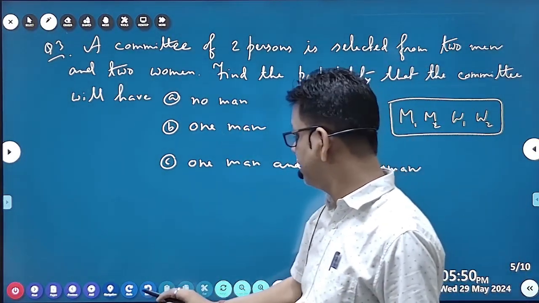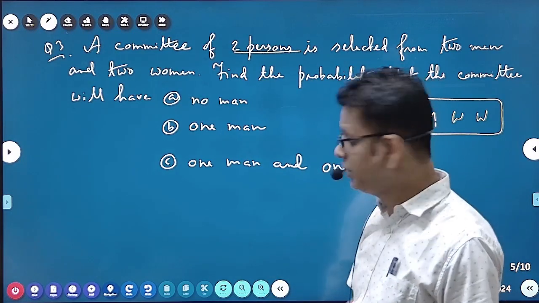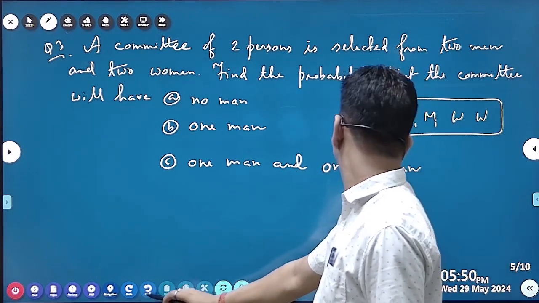So how easily we understand? More than 1 person is taken. You see, a committee has 2 persons, more than 1 person is taken, so it is a question of combination. Okay. Can you try?